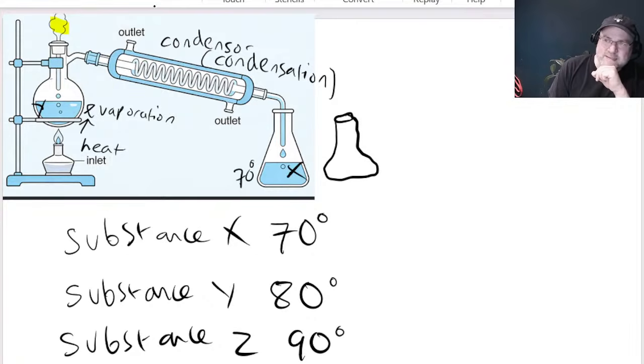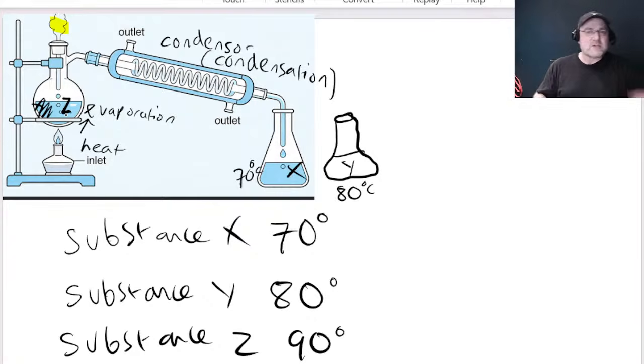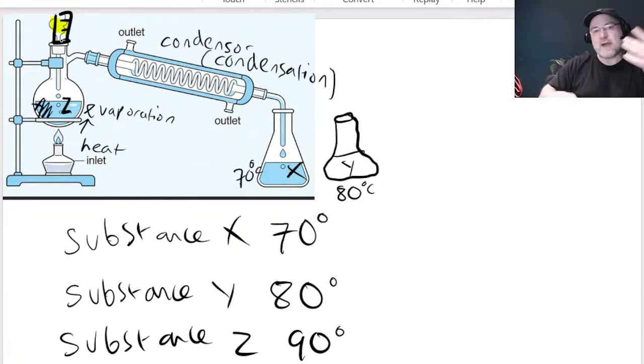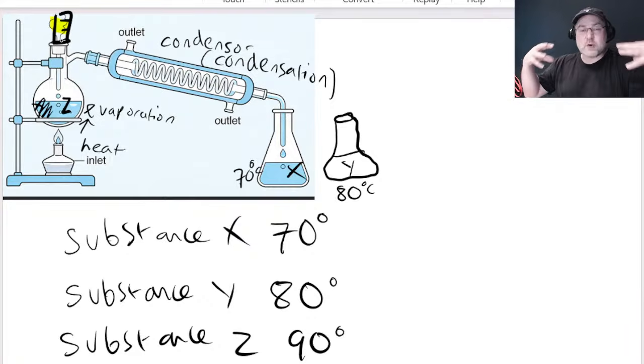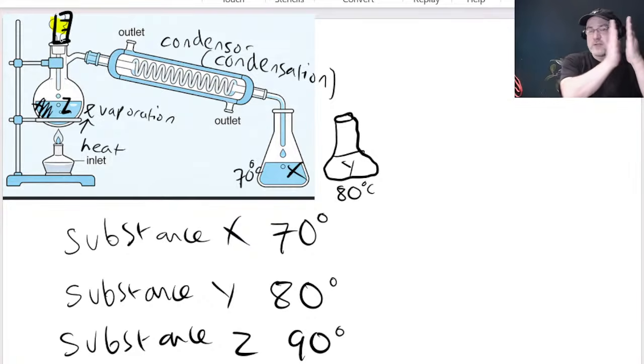So I boil at 70 until all of that's come off. Once it stops dripping in there, I know it stops condensing. I know I've got all of substance X off. I then hold it at 80 and off will come substance Y, and then I could heat it to 90 to get rid of that, or you just have your substance Z left in there. So that's how you can do separation. Now you would need a thermometer for that, and that would be called fractional distillation. So when you have a mixture of liquids, it's called fractional distillation, and you use a thermometer and you hold each substance at a different temperature.